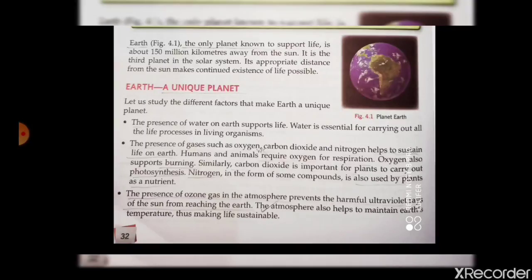We require oxygen for respiration and burning. Carbon dioxide is important for plants to carry out photosynthesis. Nitrogen is also used by plants as a nutrient. The presence of ozone gas in the atmosphere prevents the harmful UV rays of the sun from reaching the earth. The atmosphere also helps to maintain the earth's temperature.